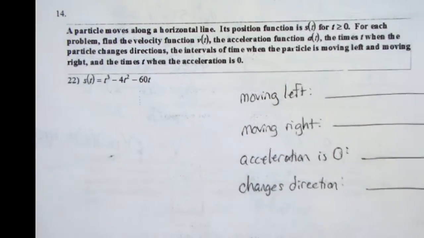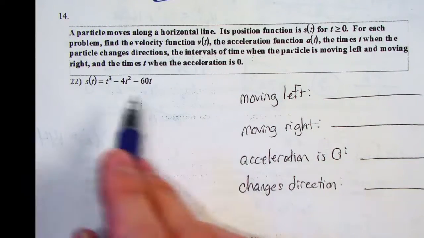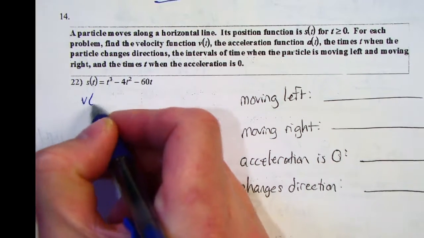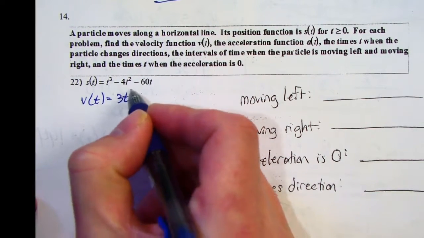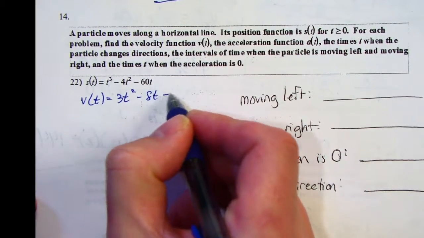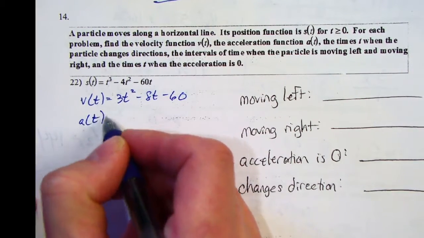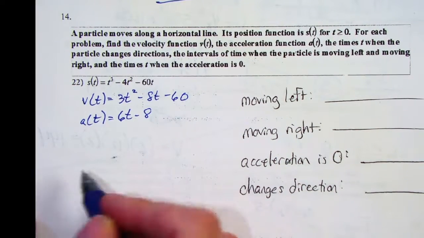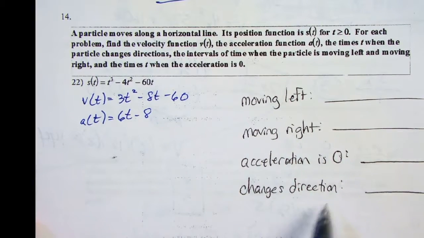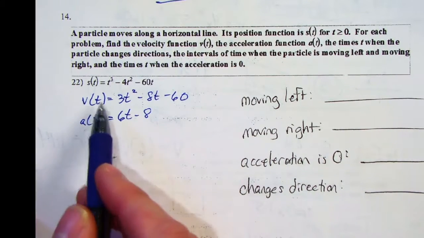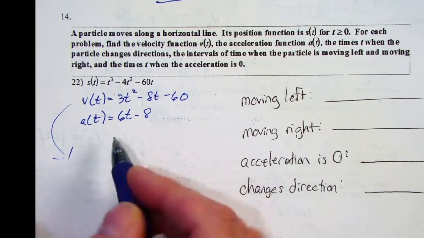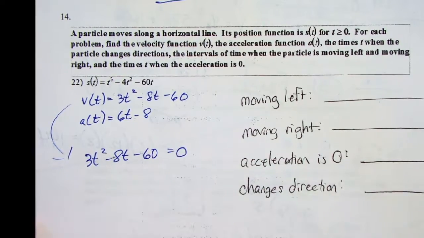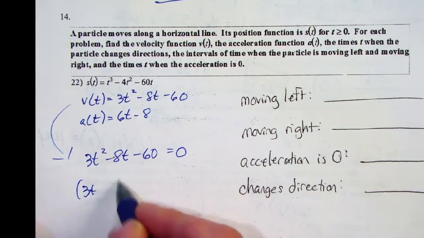And then this last guy, so I want to find, this is the position, moving left, moving right, acceleration, all this stuff. So again, I'm going to make just a list up here. My velocity is the derivative of that. My acceleration is the derivative of that. Okay, when's it moving left? If it's moving left, moving right, and even changing direction, those all come from the derivative. So I'm going to take 3t squared minus 8t minus 60, set it equal to 0. I'm going to have to factor that.